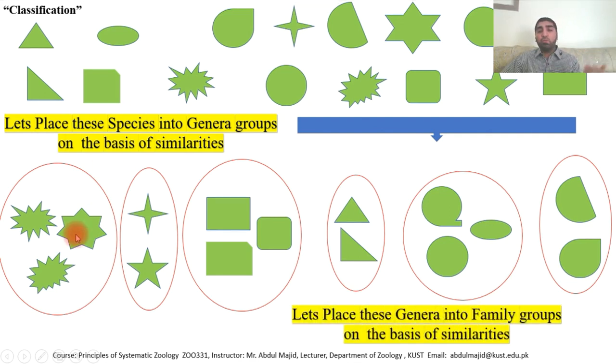For example, again, if you want to classify them on the basis of certain more similarities, if you want to place them again into another group, if you want to reduce the number, so let's consider these as genera, and these as species. On the basis of similarities among them, we will place them into another group which is known as family. So let's divide them again on the basis of their similarities.